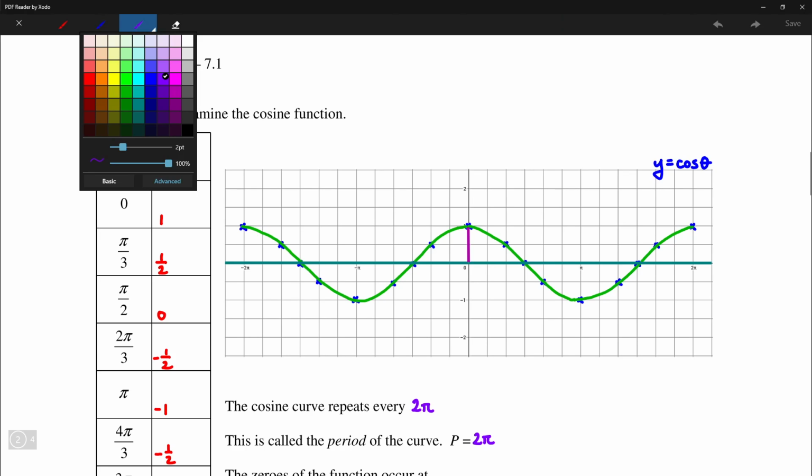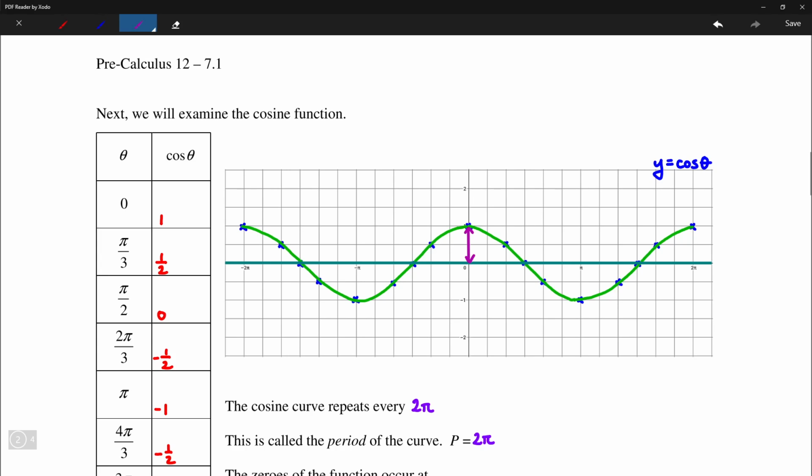Let's go ahead and draw those in. Amplitude is equal to 1. And the midline, or the center line, once again, y equals 0. And the shapes of the sine and cosine are the same, except they are pi over 2 away from one another.